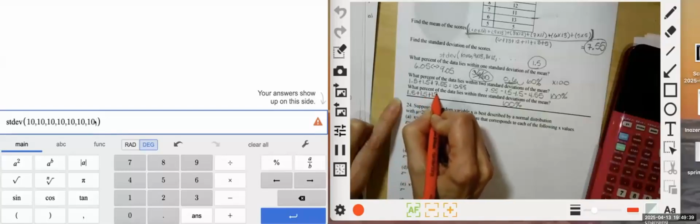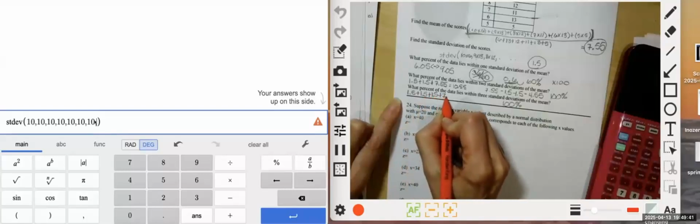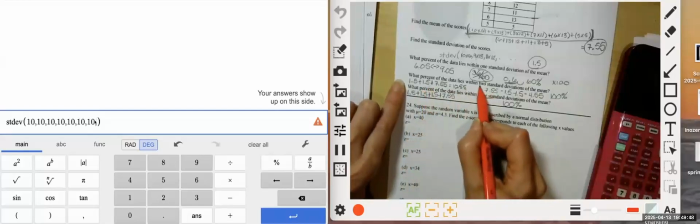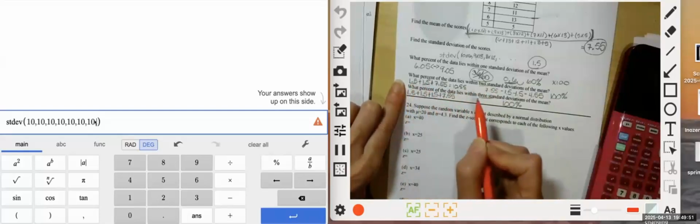If this is 100% of the data, then 3 standard deviations is also 100% of the data. Otherwise, we would do 1.5 plus 1.5 plus 1.5 plus 7.55. So 3 standard deviations, we add it 3 times. 2 standard deviations, twice. 1 standard deviation, 1 time. Does that help on that question? I hope.